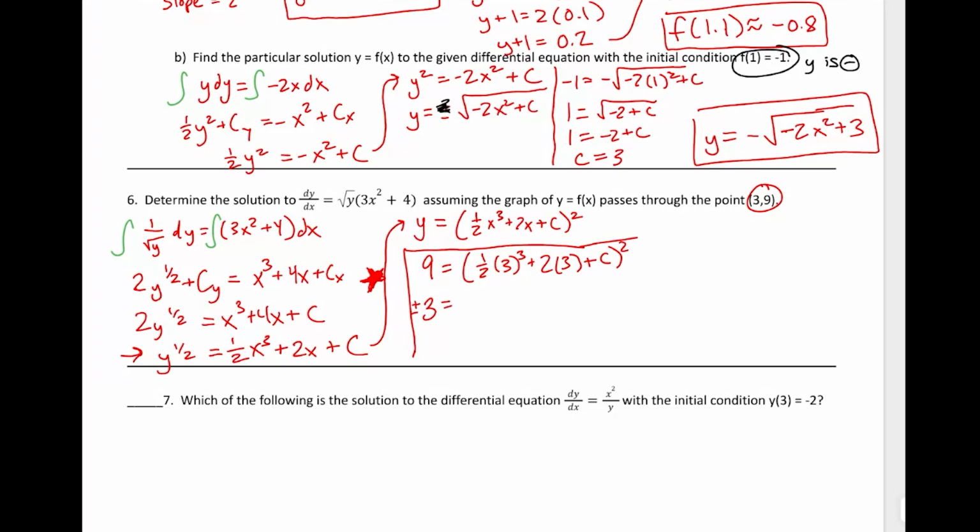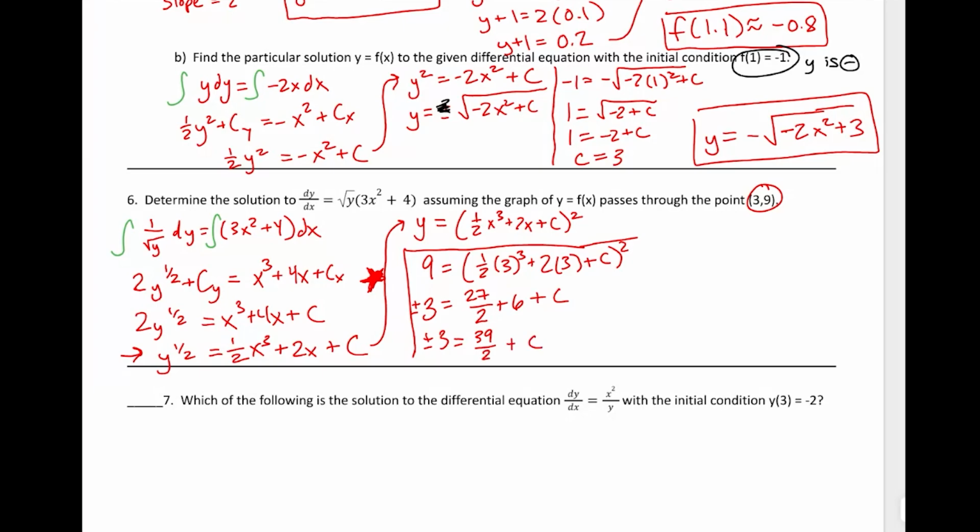So we want to be careful. It could be plus or minus 3 equals, let's see here, 3 cubed. That would be 27. Ugh, this is going to be kind of gross. 27 divided by 2 plus 6 plus c. I really don't like that, but here we go. 27 plus, okay, so 6 is 12 over 2. 12 and 27 is going to be 39 divided by 2 plus c.